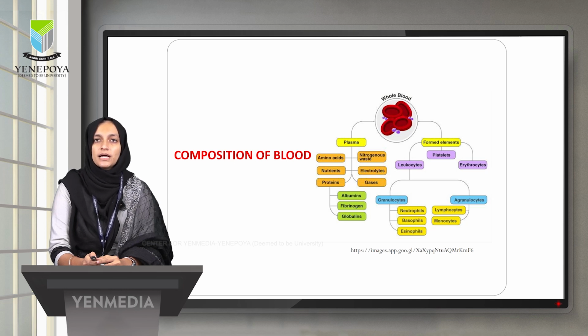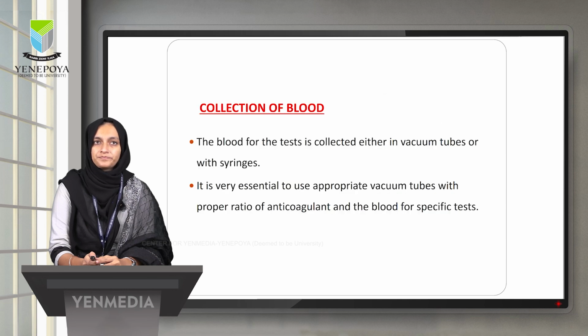Then formed elements are divided into leukocytes, platelets, and erythrocytes, and leukocytes are again divided into granulocytes and agranulocytes. Granulocytes are neutrophils, eosinophils and basophils, and agranulocytes are lymphocytes and monocytes. Lymphocytes are small and large, both are there. Then we'll move on to the collection of blood.